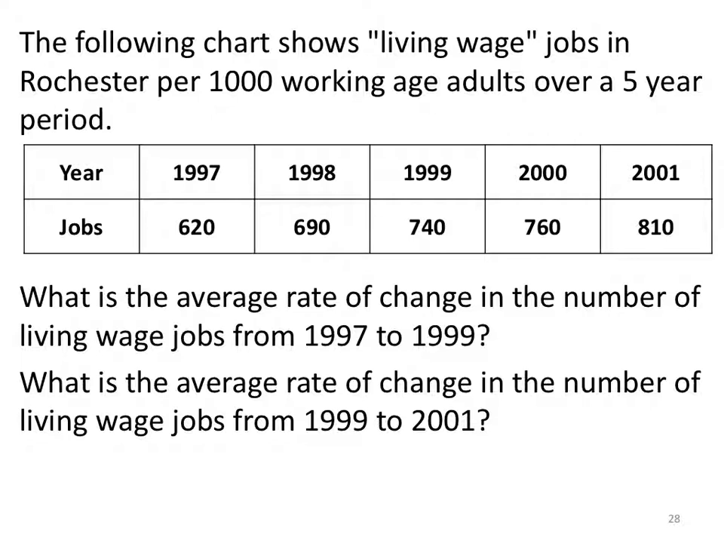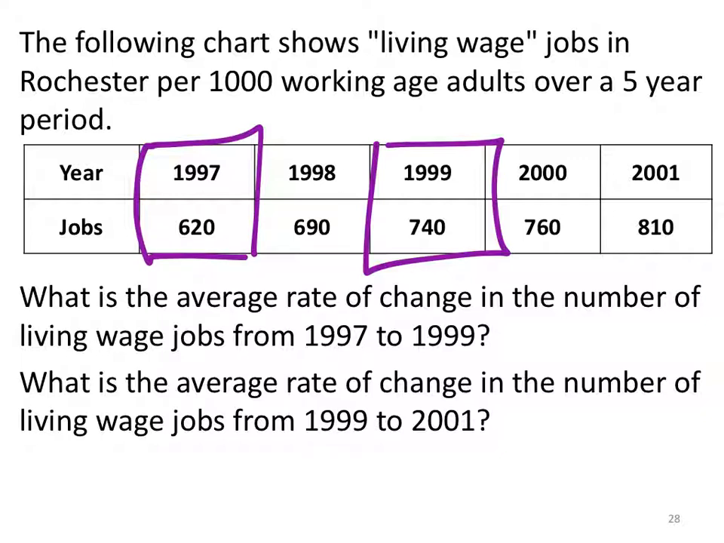The following chart shows living wage jobs in Rochester per 1,000 working age adults over a 5-year period. What is the average rate of change in the number of living wage jobs from 1997 to 1999? And then we got the second one, which we'll get to here in a moment. Now, they gave us a lot of information on this. However, we're only looking between these 2 years, 1997 and 1999. So I'm just going to kind of box these in just to identify them.